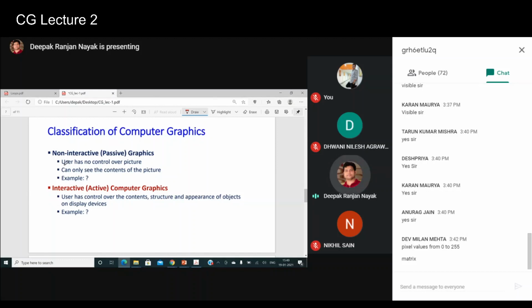I want to ask you: have you seen such things where the user has no control over the picture and you can only see the contents of whatever you are watching? Can somebody guess what the example of this category, called non-interactive graphics, would be?